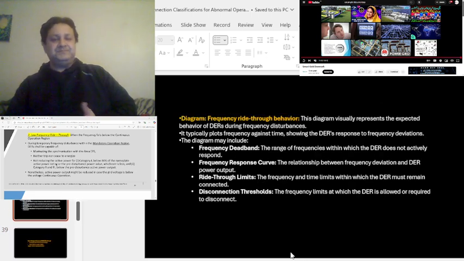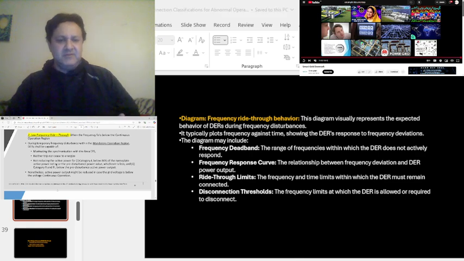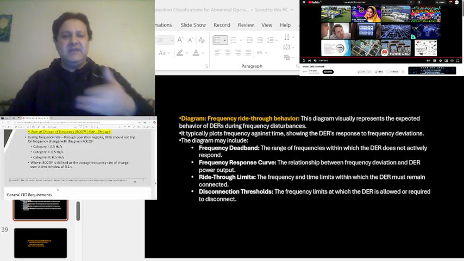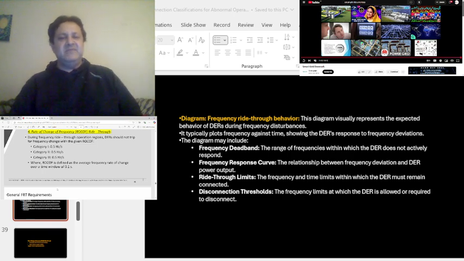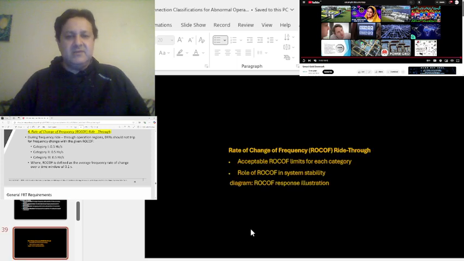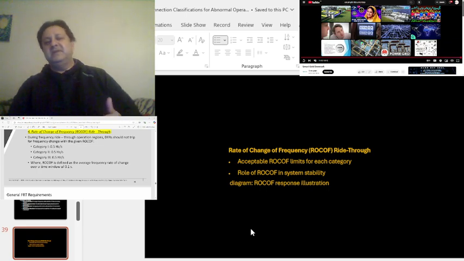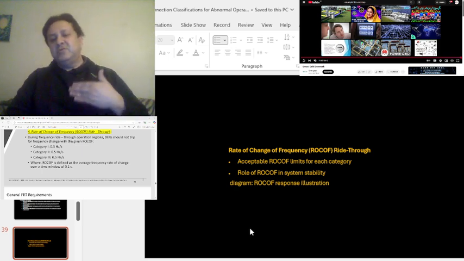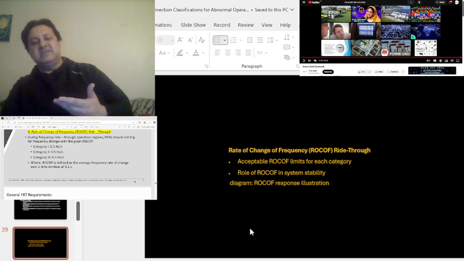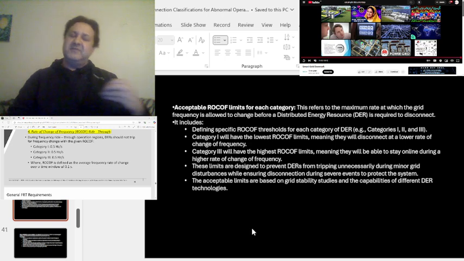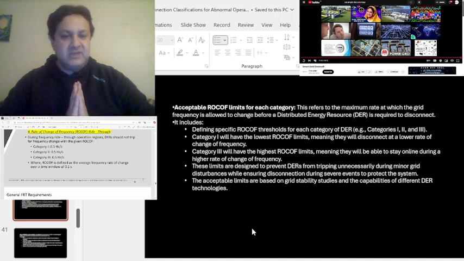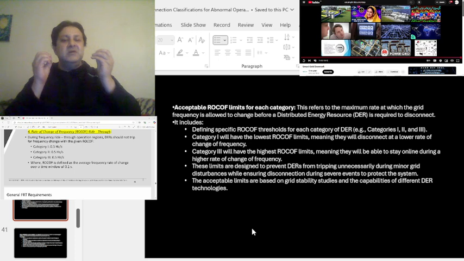So almost there. Then there is a diagram. If you look at it, there is category one. I was giving you some examples, but here it says 0.5 hertz per second. It's the rate of change of frequency, but I have to talk about it quickly. Acceptable rate of change of frequency limits for each category. There is a role of ROCOF in system stability because if frequency is changing, how quickly or how slowly it is changing is very important.